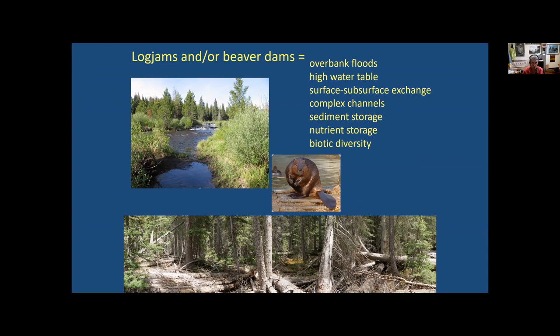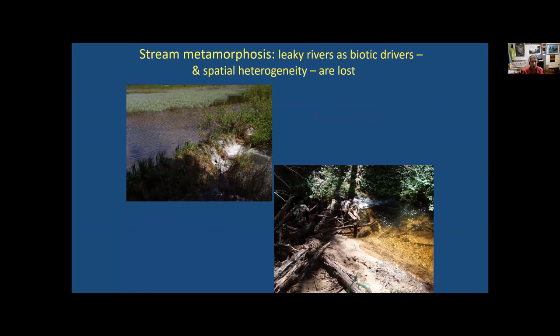Ecologists have shown biodiversity of everything from bacteria through mammals, vegetation, pretty much everything they've looked at is more diverse in beaver meadows. So coming back to that idea of stream metamorphosis, what I see is that these rivers have become more homogeneous and they've become leaky. They're less retentive of materials. I'm showing some of the former sources of heterogeneity, beaver dam at the upper left and log jam at the lower right. As those are lost, water, sediment, nutrients all move downstream more rapidly with the loss of spatial heterogeneity.